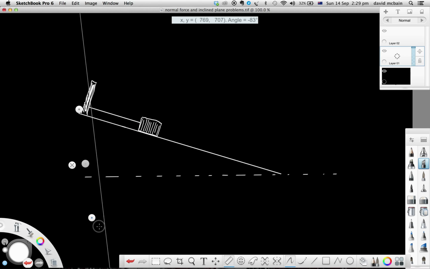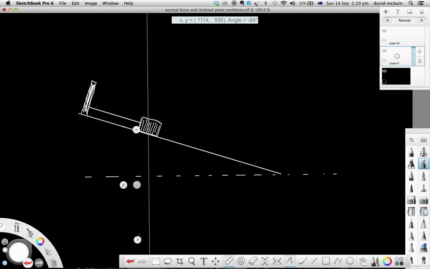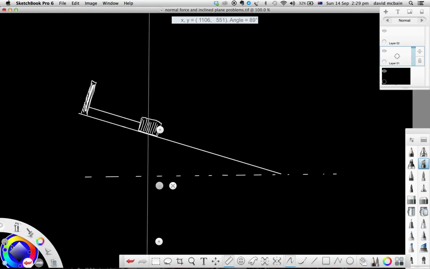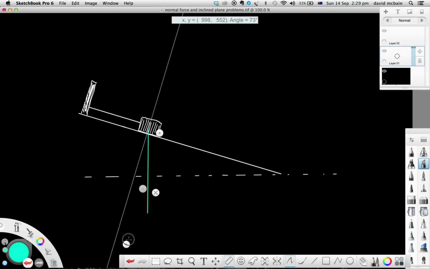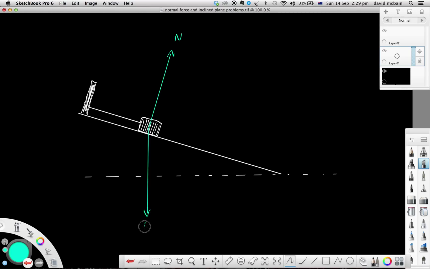Now we'll draw in our other forces. The standard forces we know are weight and the normal. So the weight is going to be acting down. So there it is there. And normal acts at right angles to the surface or the plane. Normal is acting off in that direction. So there's our normal. There's our weight mg.